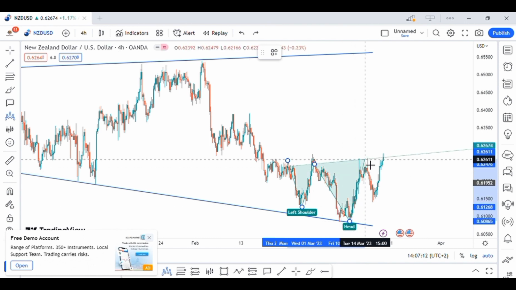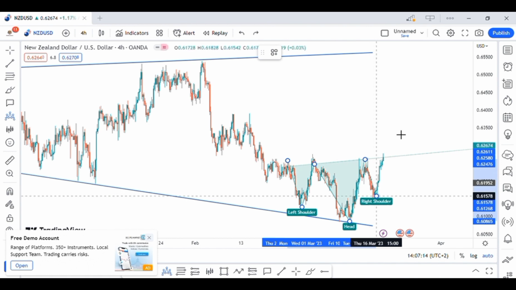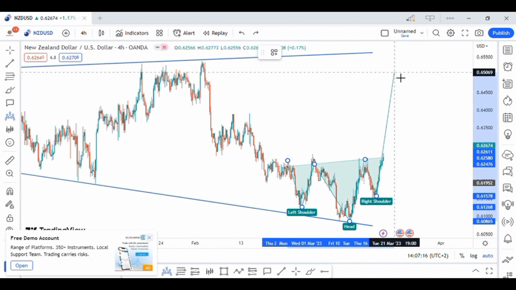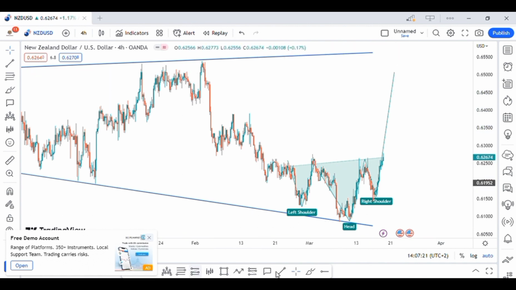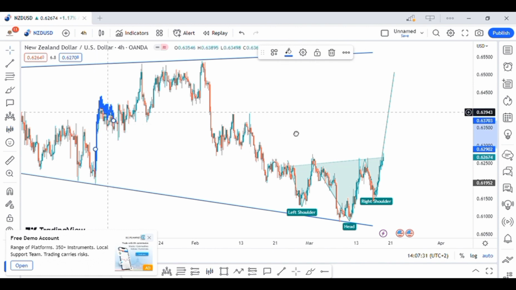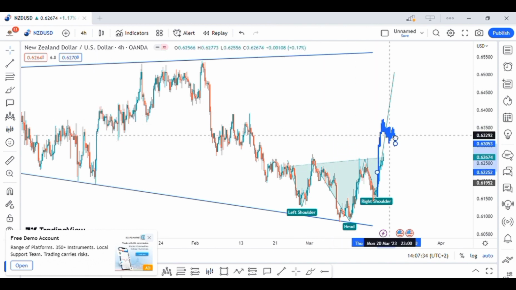Now the same way we said in the GBPUSD, you can see here we are also forming a nice head and shoulders there. Look at the correlation that I'm talking about. We're forming that nice head and shoulders to form that move to the upside. Now, what are we expecting from this head and shoulders? We're expecting an impulse to the upside.